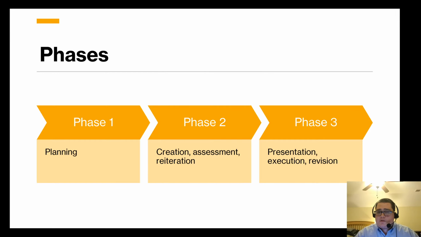In phase three, we actually presented the projects and began execution, where we would test the lessons, test the hands-on activities, and see their effectiveness and see where things need to be changed. We go back and revise them and continue the process.